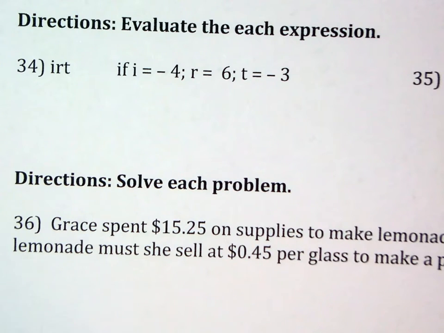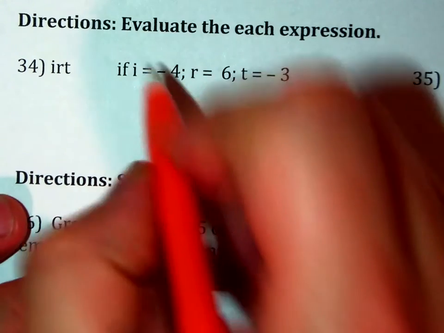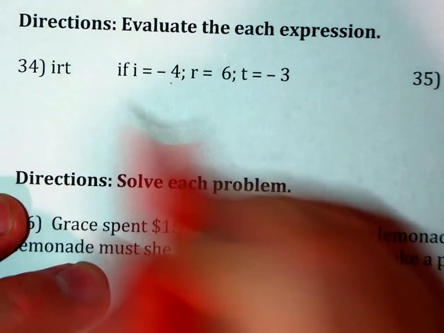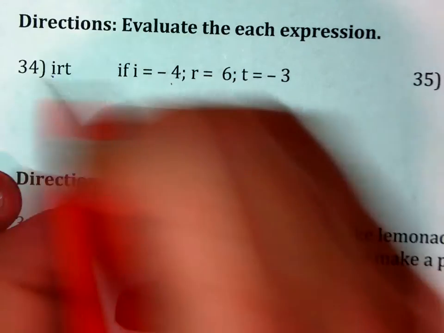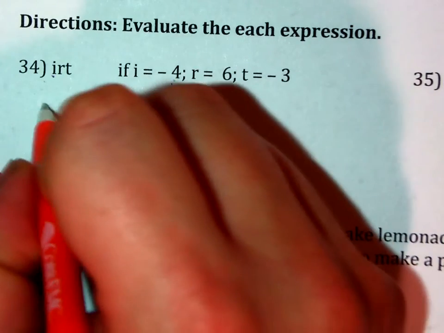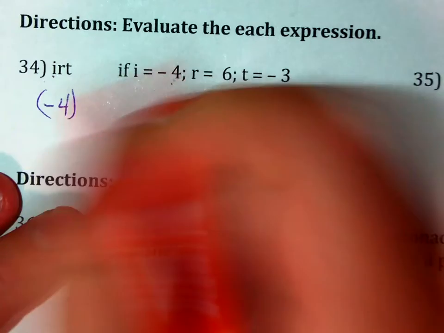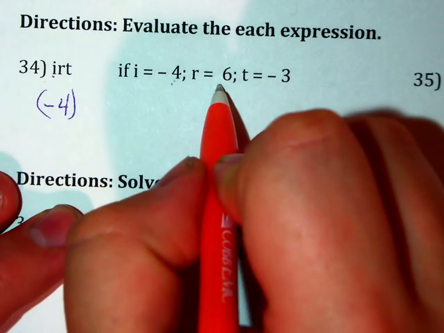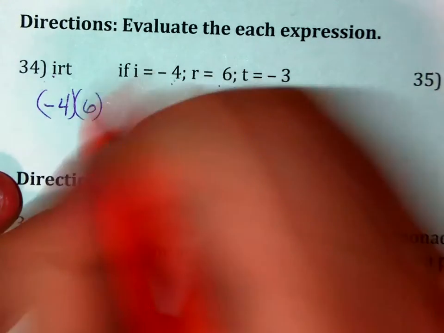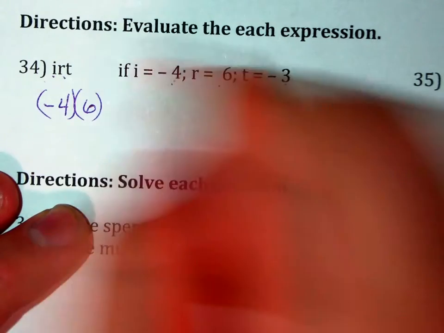Alright, problem 34 says to evaluate each expression. So essentially what's taking place is I'm plugging in these values as they relate in the expression. I is -4, so -4. R equals 6. T equals -3.